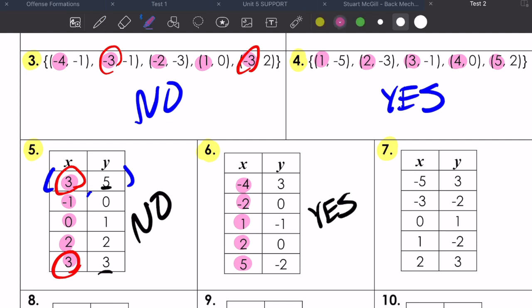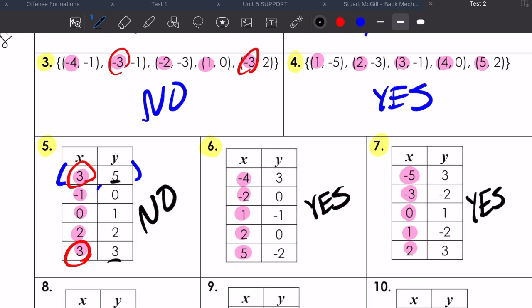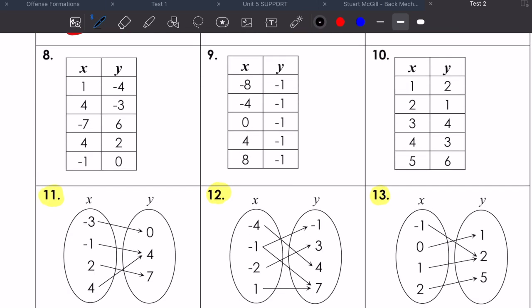We'll do the same thing in number 7. You just check the x values. If you have any x values that output more than one value, then it can't be a function. Since I don't have any repeating x values here, yes, it has to be a function. Good. So if you want to, you can do 8, 9, and 10. It shouldn't take more than a second.